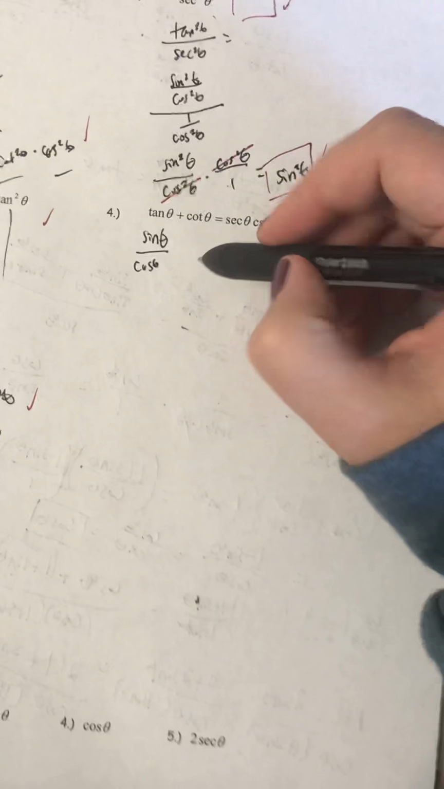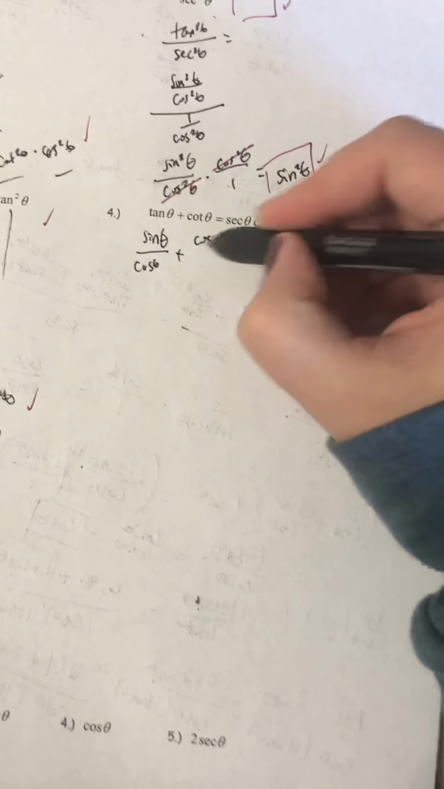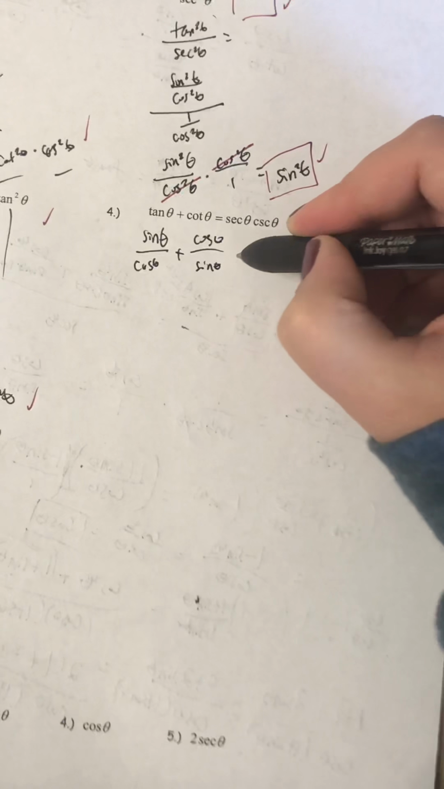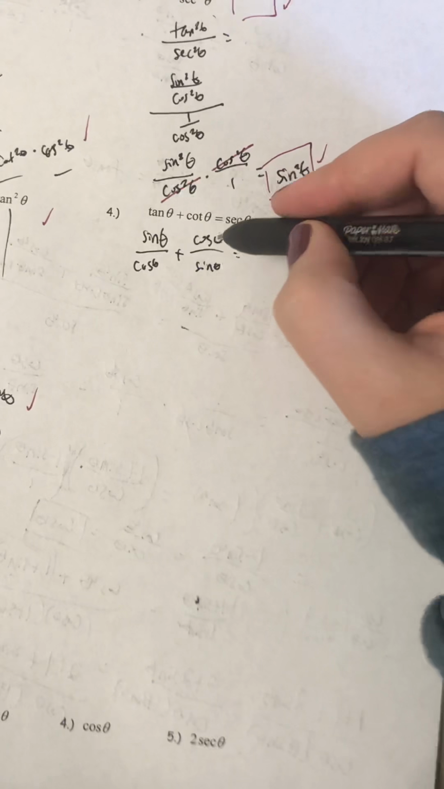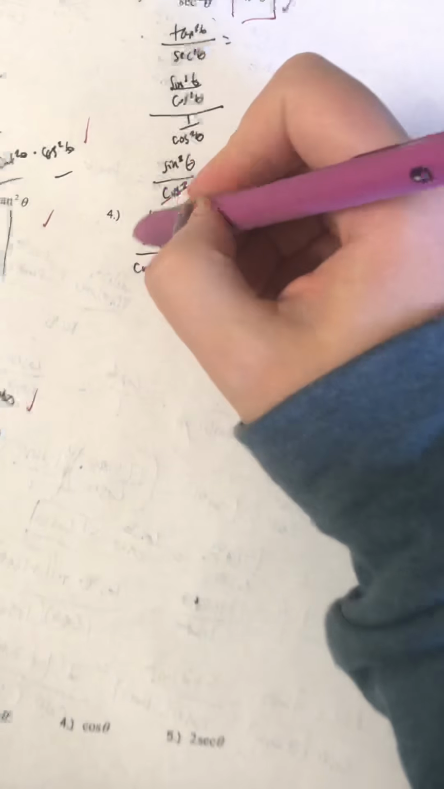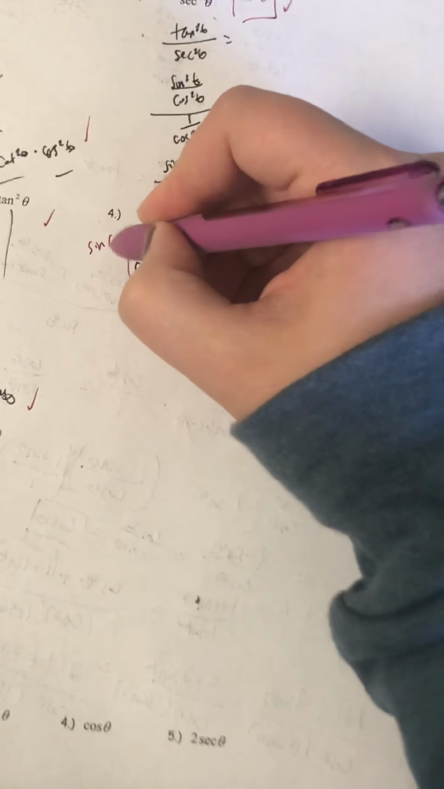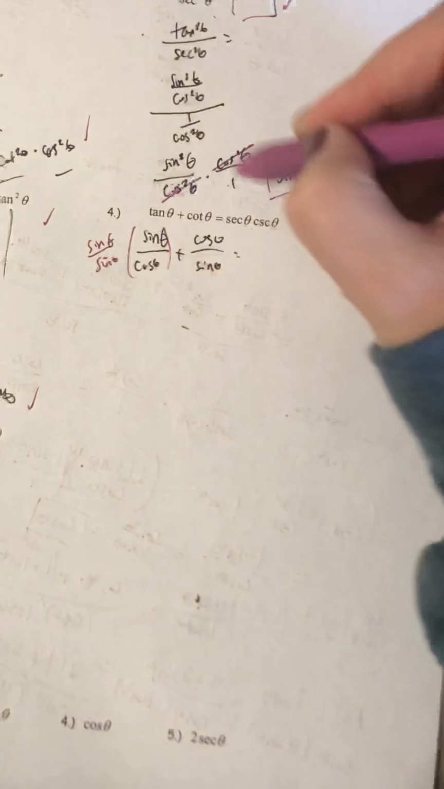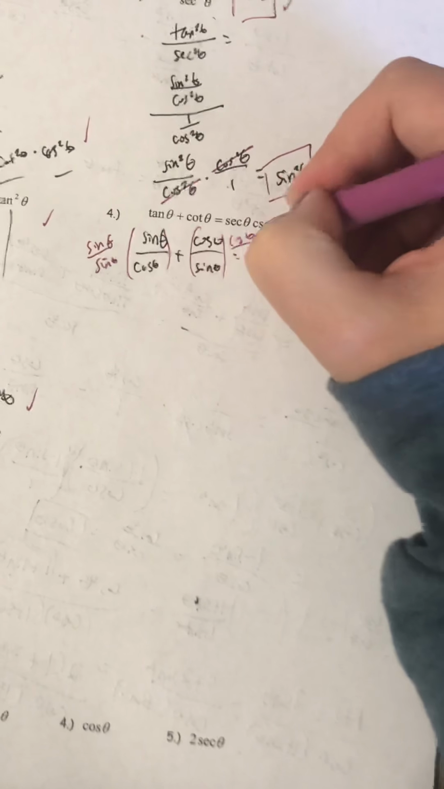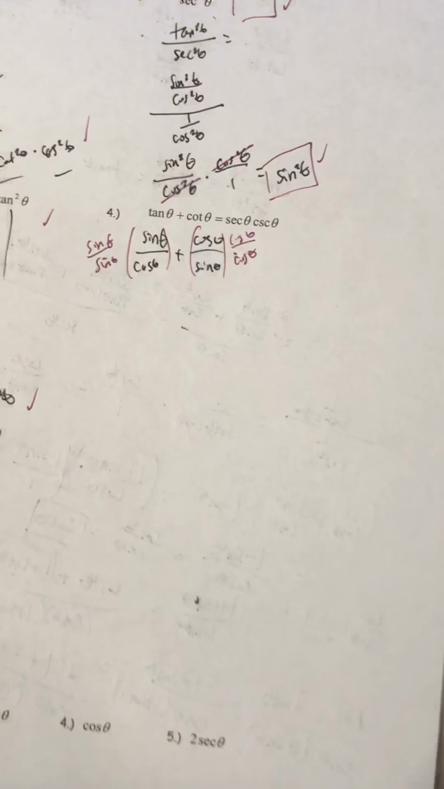Okay, so cosine theta plus cosine over sine. These are those reciprocal identities. Okay, so now let's just go ahead and get that common denominator. So multiply all of this by sine over sine. Multiply this by cosine over cosine in order to get that common denominator.